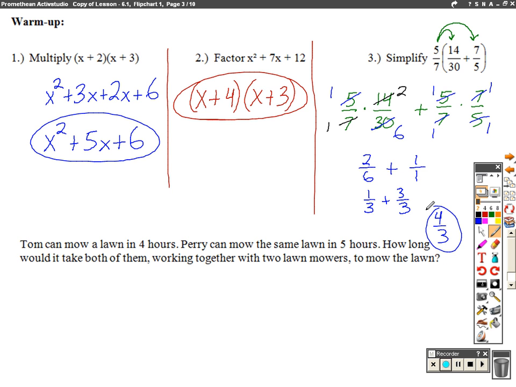Now this last question here, Tom can mow a lawn in 4 hours, Perry can mow the same lawn in 5 hours. How long does it take them working together? This is something we don't get to until the end of Chapter 6. This is just kind of giving you a heads up of what we're going to be working towards. So what I want you to try to do is just come up with a guess, and we will discuss this a little further in class and much more in detail later on.